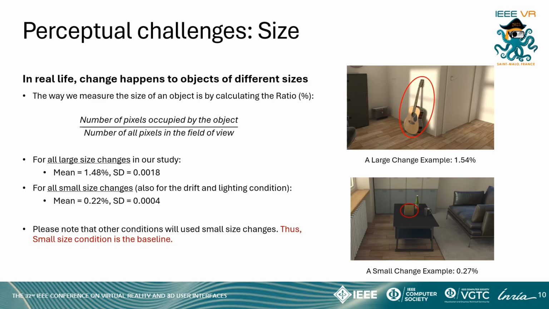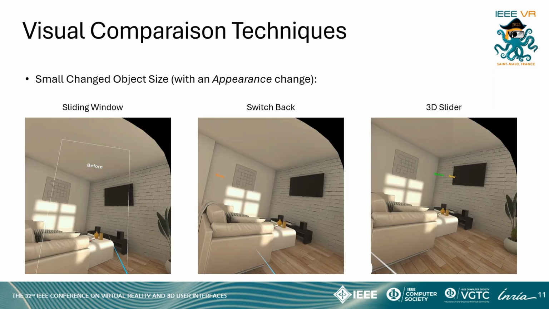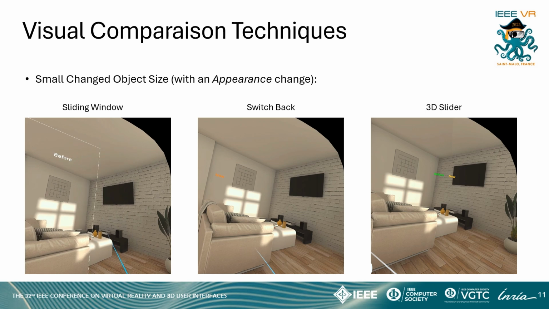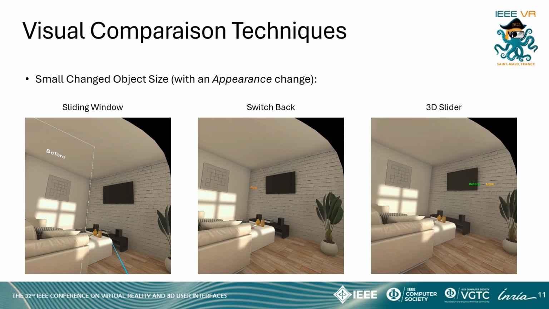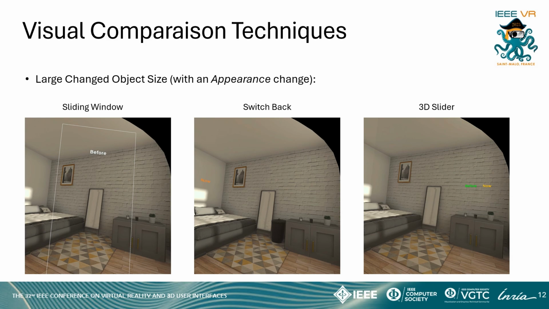Next, I would like to talk about the setting of the perceptual challenges. Regarding size, the way we measure the size of an object is by calculating the ratio between the number of pixels occupied by this object and the number of all pixels in the field of view. The values for the large size condition and the small size condition are listed here, and the corresponding examples are shown on the left. Next, please see the following video about the three techniques on the small size condition. And in the big size condition.